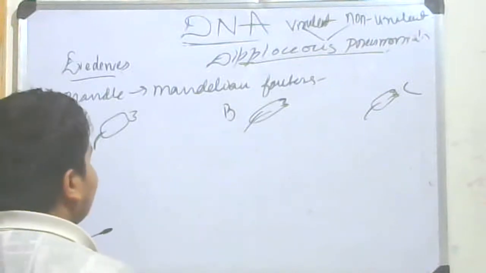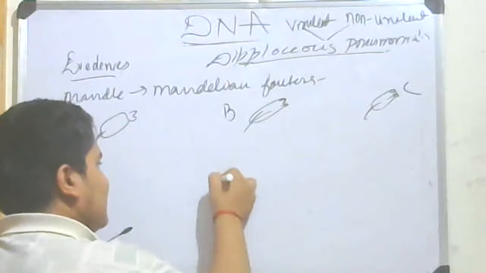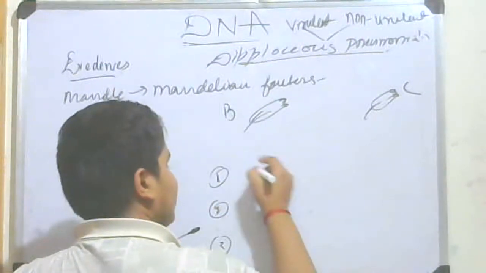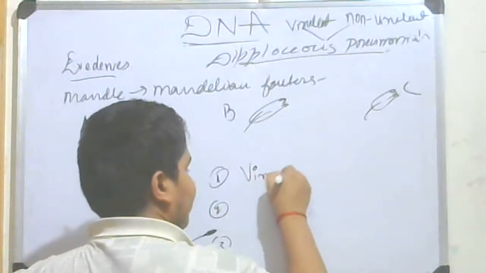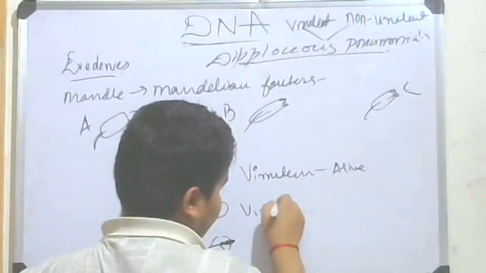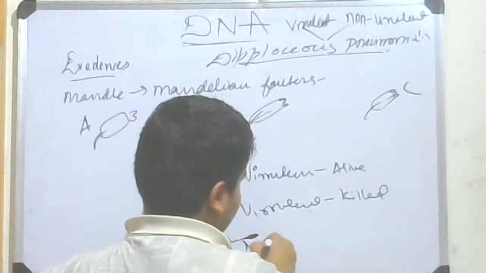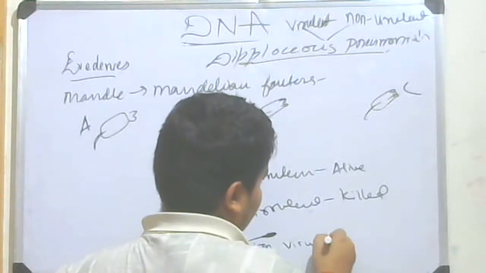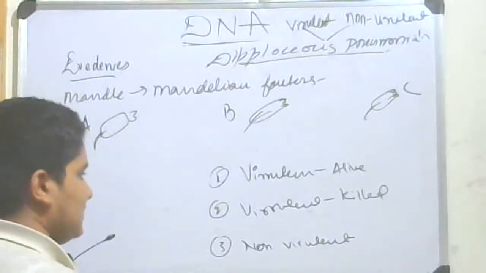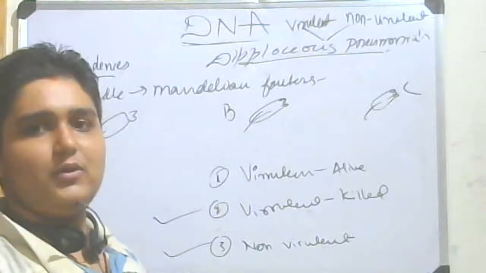Now the first sample that was injected in, okay, I'll tell you what the samples are first. The three samples he considered were the virulent ones, obviously, first: virulent, alive; virulent, killed; and non-virulent. So these are the three samples he has taken. Now virulent killed and non-virulent, both of them cannot cause diseases to us. They cannot really harm us.